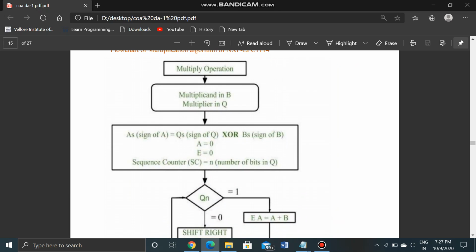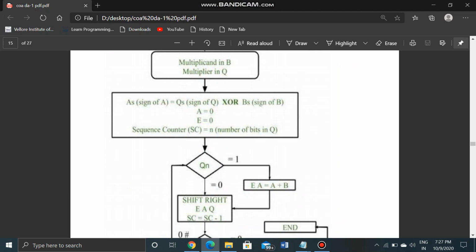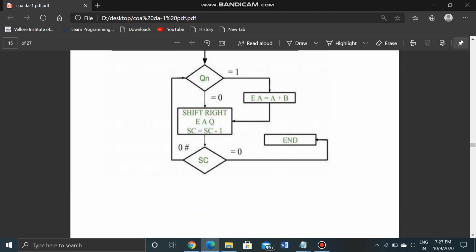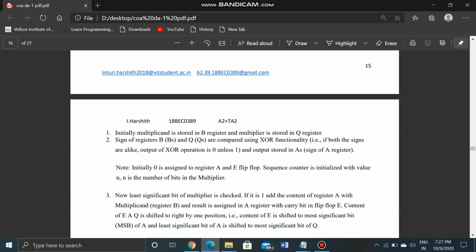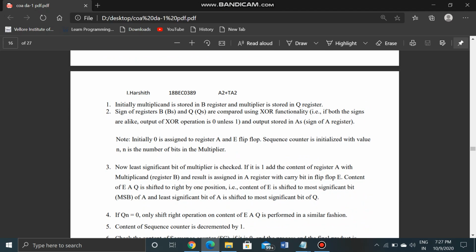This flowchart can be drawn easily using, as I said previously, draw.io. So using that draw.io you can easily draw this flowchart and you can perform this multiplication algorithm. So I'll explain this flowchart, which explains mainly about the multiplication algorithm. Initially the multiplicand is stored in the B register and the multiplier is stored in the Q register.